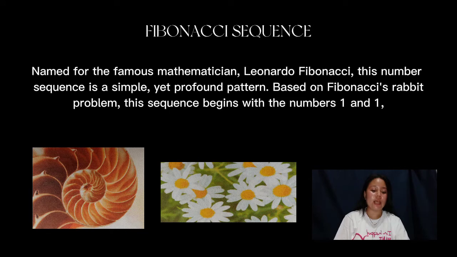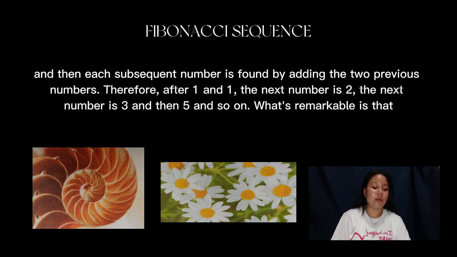Fibonacci sequence, named for the famous mathematician Leonardo Fibonacci. This number sequence is a simple yet profound pattern. Based on Fibonacci's rabbit problem, this sequence begins with the numbers 1 and 1, and then each subsequent number is found by adding the two previous numbers. Therefore, after 1 and 1, the next number is 2, the next number is 3, and then 5, and so on.